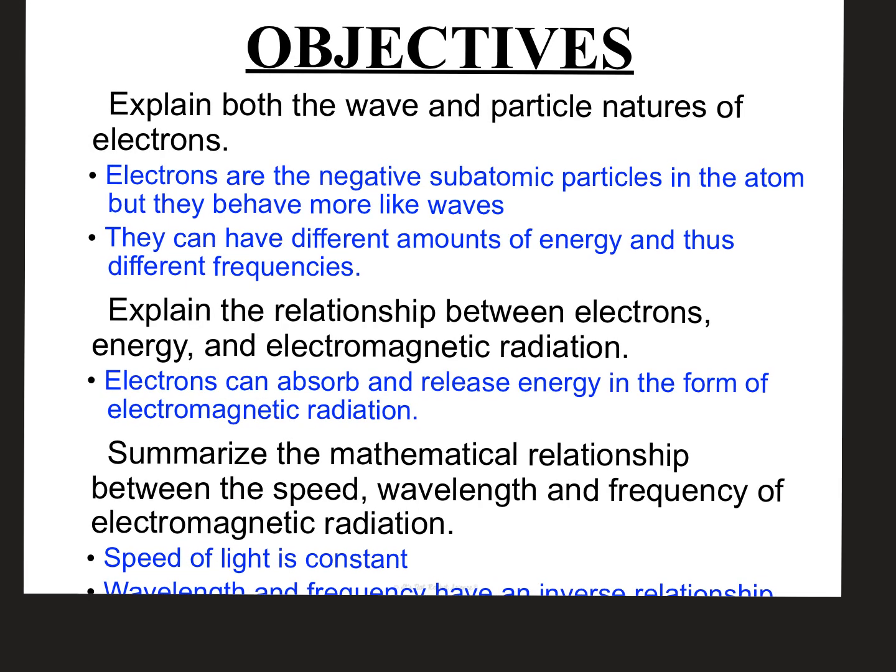So speed of light is always constant, right? That's on your formula sheet. And wavelength and frequency will have an inverse relationship. So as one goes up, the other goes down.